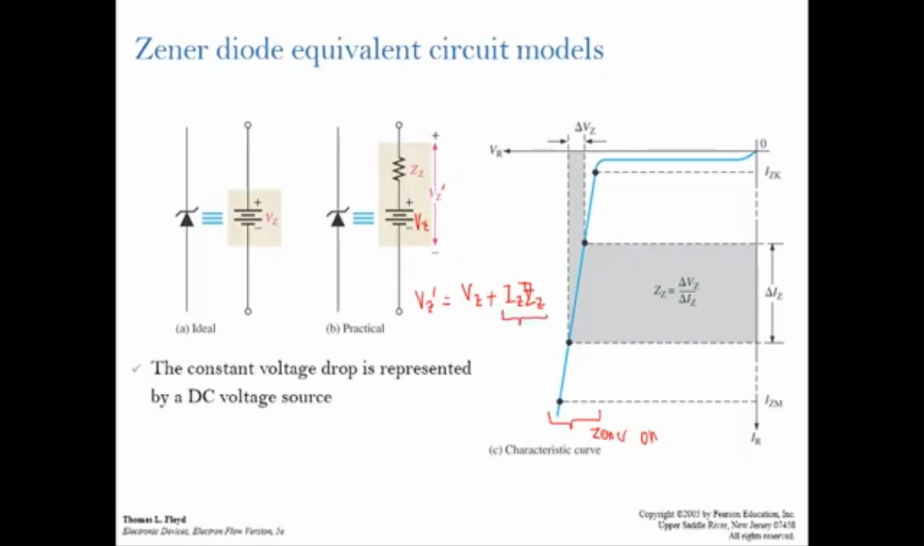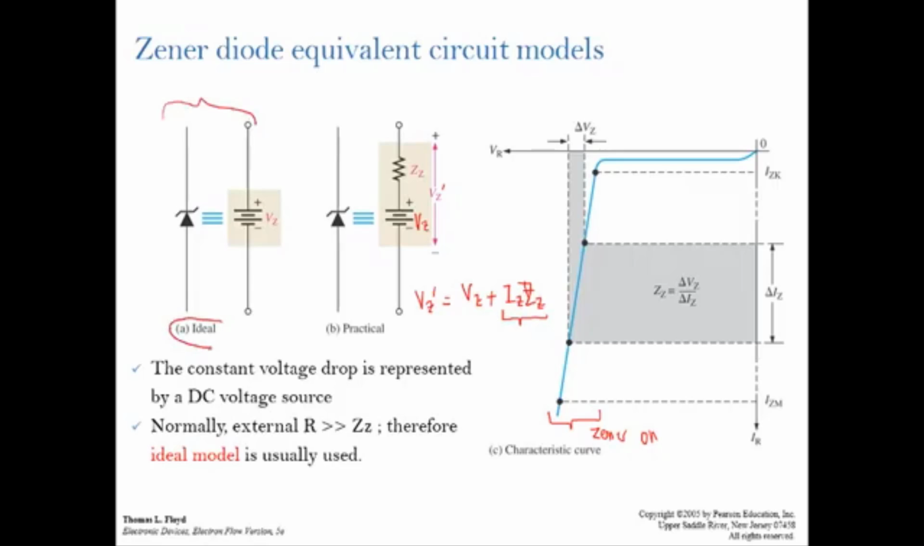The constant voltage drop is represented by a DC voltage source, normally with an external R that is much larger than the Zz, therefore the ideal model is usually used. So usually we only use the ideal model. This is the one that we'll use for analysis. But keep in mind that in actual application of the Zener, the voltage across the Zener will not be a fixed value. There will be a change in the voltage due to the voltage drop across the internal resistance.